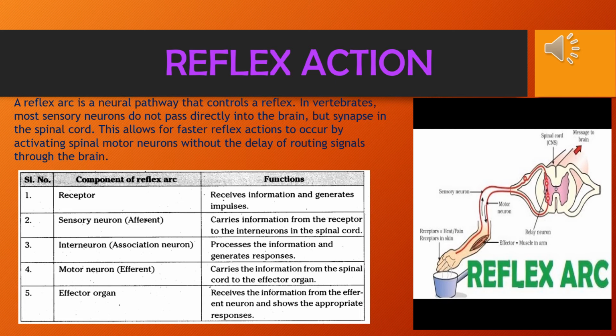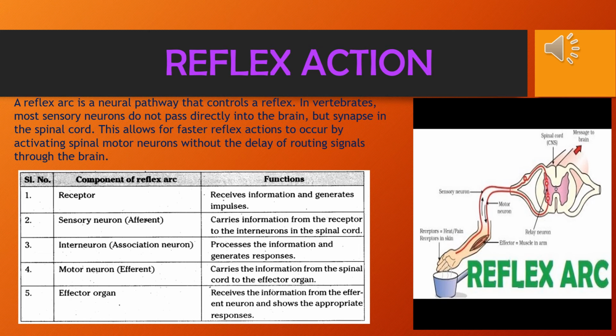Okay. Now, a reflex arc is a neural pathway that controls a reflex. In vertebrates, most sensory neurons do not pass directly into the brain, but synapse in the spinal cord. This allows for faster reflex actions to occur by activating spinal motor neurons without the delay of routing signals through the brain. This is only in my own language, just now I have illustrated to you. Now see, components of reflex arc.